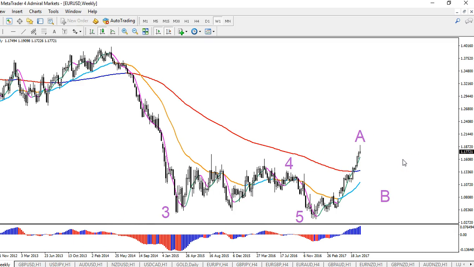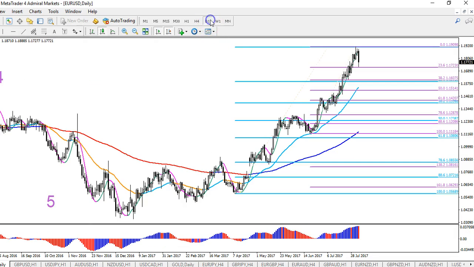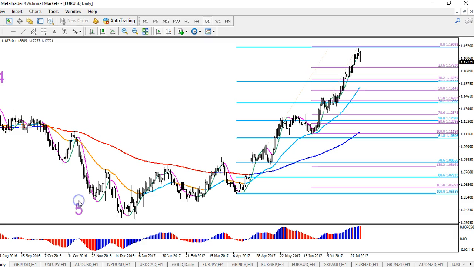So I added the numbers and letters so you can see that a bit easier. This is the reference I was talking about, a 3, 4, 5 finished and now an ABC. But A is not finished in my view. Let's take a look at the daily chart and we'll be able to see how that looks from close up.